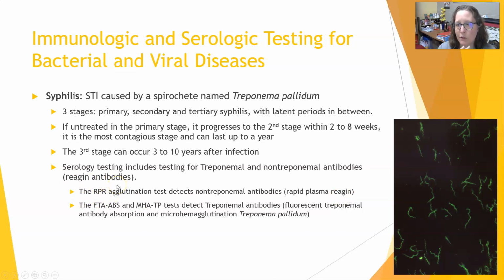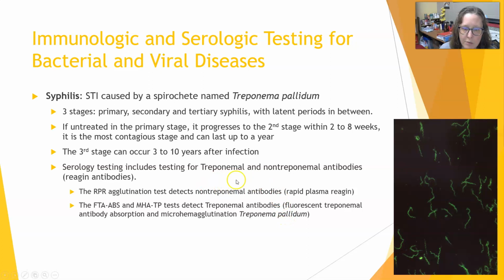And that first slide where I had the agglutination assay, positive and negative, is very typical of that RPR test. And the FTA antibodies, the fluorescent treponemal antibodies, and the MHA-TP test can detect treponemal antibodies. The first test, FTA-ABS, is fluorescent treponemal antibody absorption, and the second one is microhemagglutination treponema pallidum. Those are both tests that are specific for treponemal antibodies.